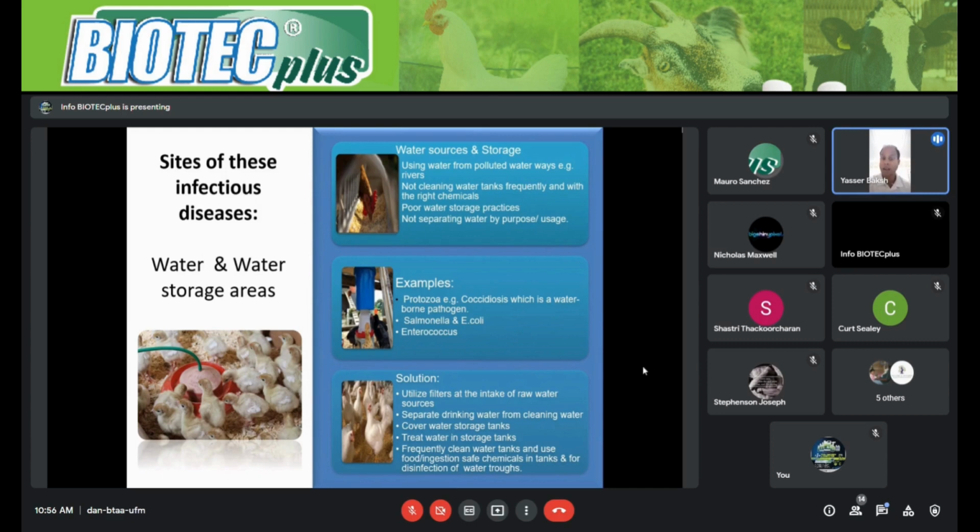So you find here that the solution for these would be to utilize filters at the intake of raw water sources. So again, I mentioned to you, which is not even on the slide here, would be the aeration. And then two, a filter system. You can do a very simple filter system, guys, with rocks. You build a little cage, right? And you put different sizes of rocks in your cage, and then you run your water system through your filter system. A very simple filter system, okay?